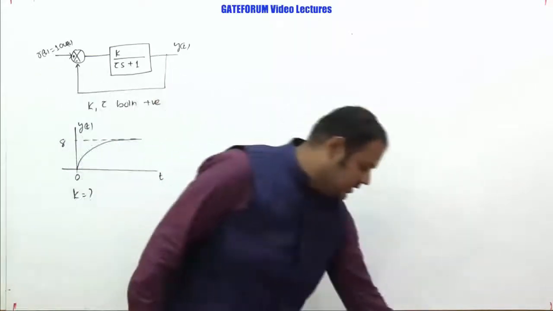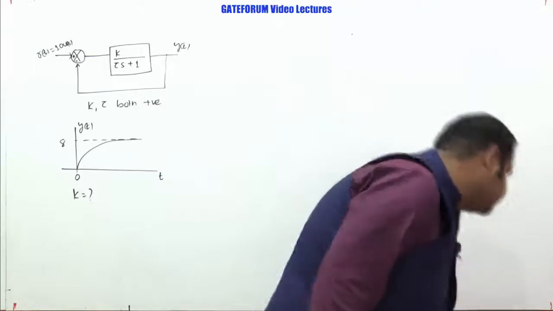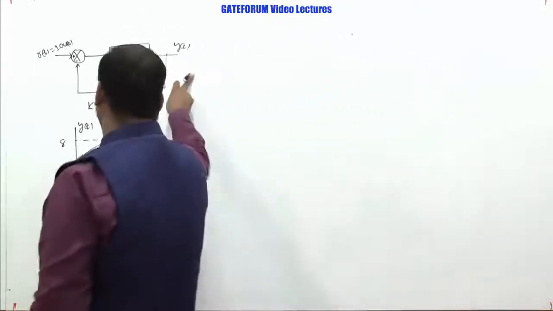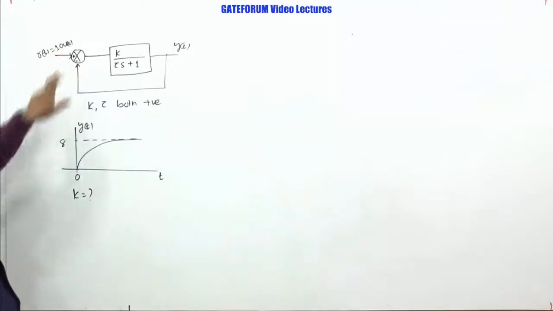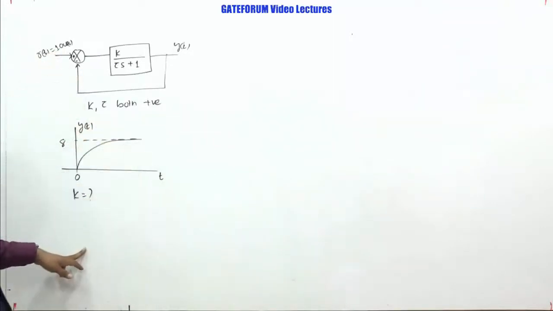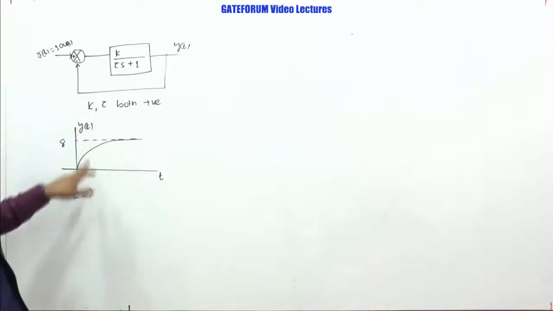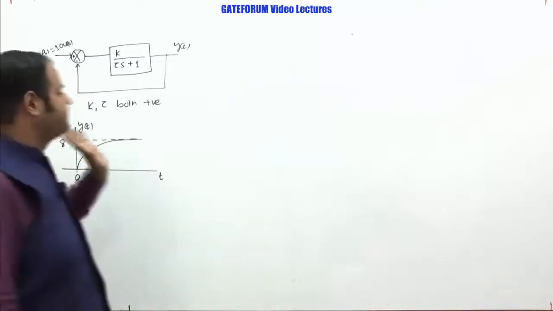Okay. So basically this block diagram which is given, they are calling it figure A, and this they are calling figure B. So if the input is 10u(t), then this is the output waveform they have given. So we need to find the value of gain K, provided K and tau both are positive.